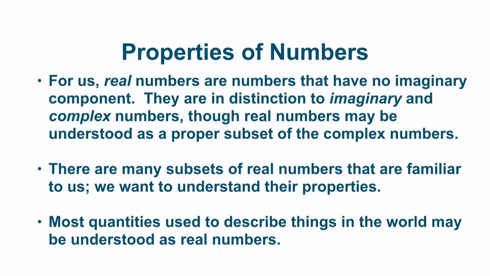We will focus on real numbers. That is to say, numbers that have no imaginary component. So recall that an imaginary number is one that includes the square root of -1, or i. And a complex number has a real part and an imaginary part. So it's something like z equals a plus bi, where a and b are real. Complex numbers and imaginary numbers are quite interesting, but at the moment we will restrict our case to real numbers.